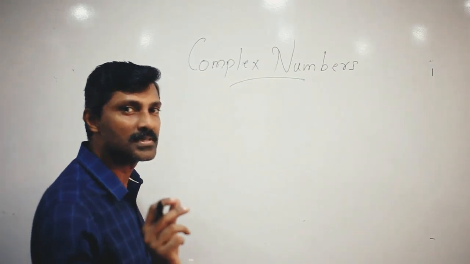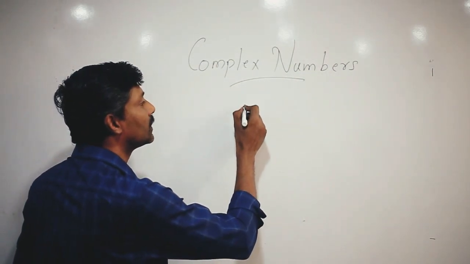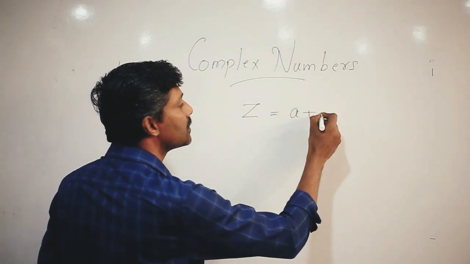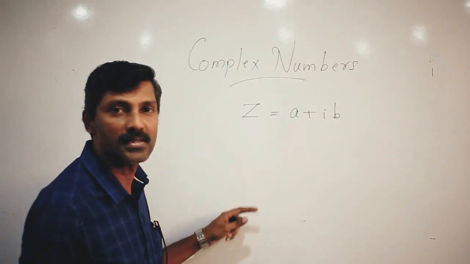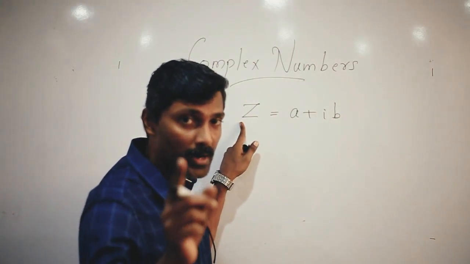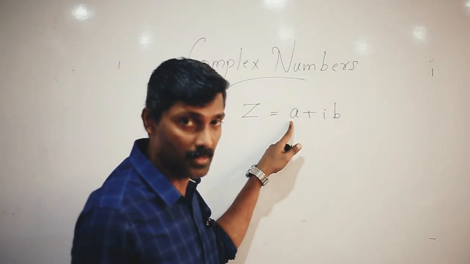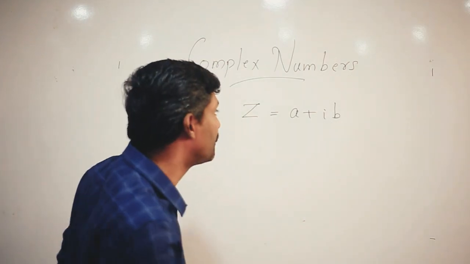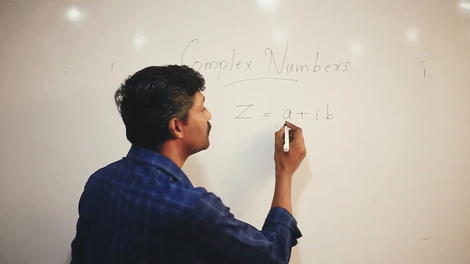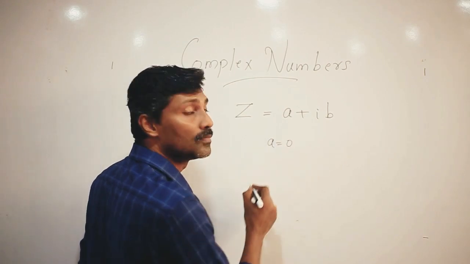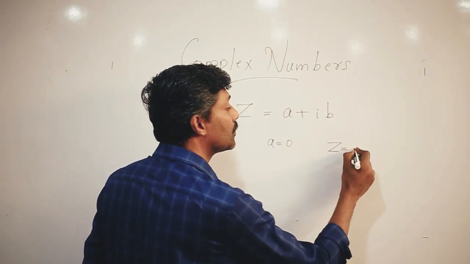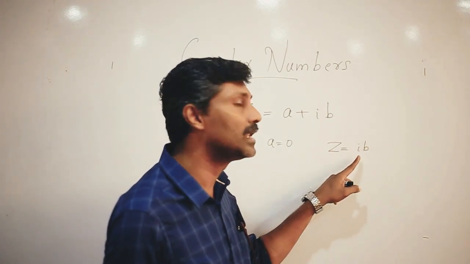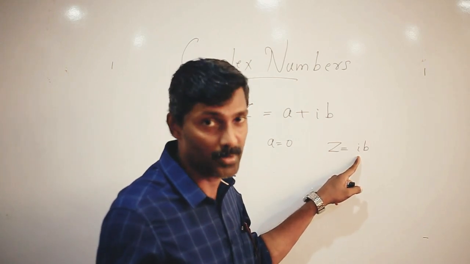A complex number we usually denote as the letter Z. Z is equal to a plus ib. So Z is the complex number which has two parts: the real part, that is a, and the imaginary part, which is b. Suppose a is equal to 0, then what do we get? We get Z is equal to ib only, right? So this complex number is purely imaginary. It doesn't have a real part.